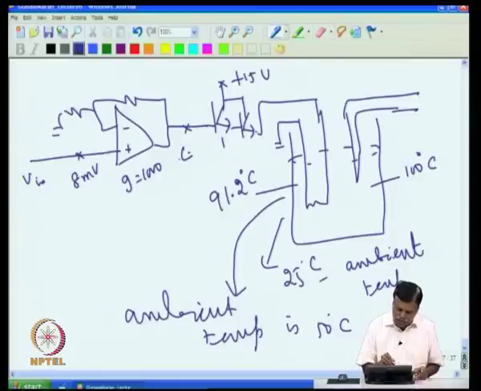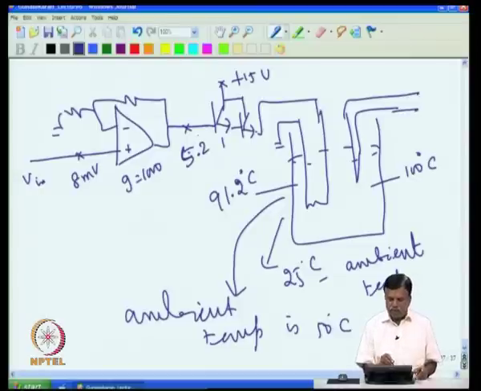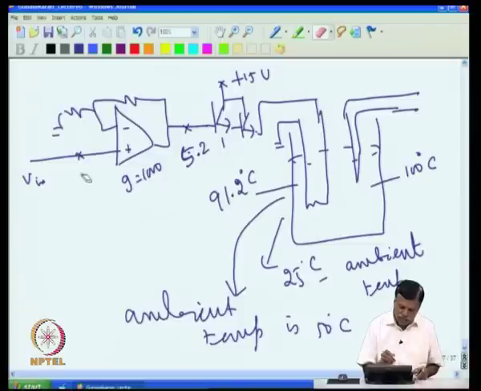Assume this needs 4 volt, that means at this point it will come to 5.2. That means this will come to 4, and 4 volt is enough to make the heat generated by this equal to the heat going out. So to get 5.2, I need only 5 millivolt difference here. I do not need 8 millivolts, I need only 5.2 millivolt.